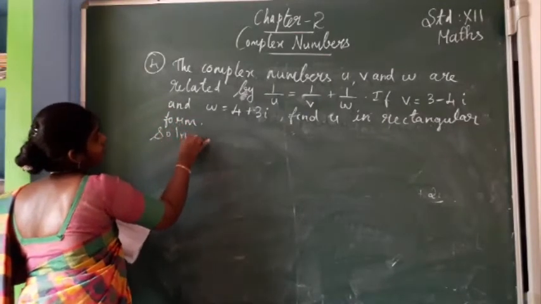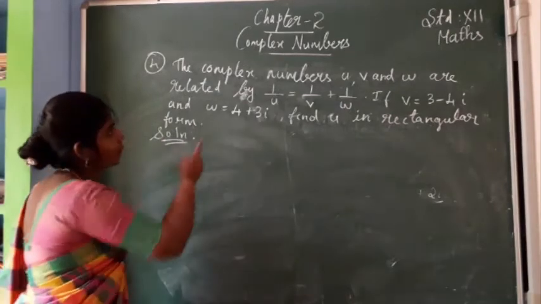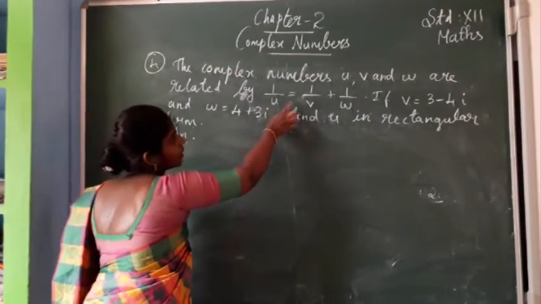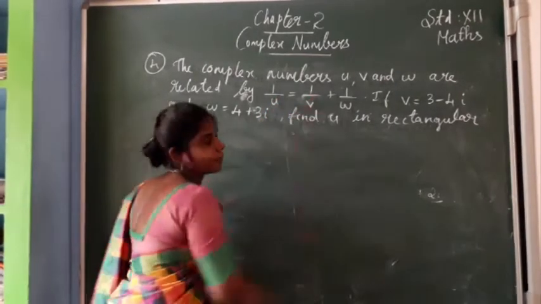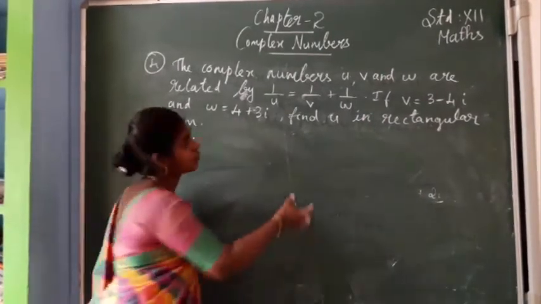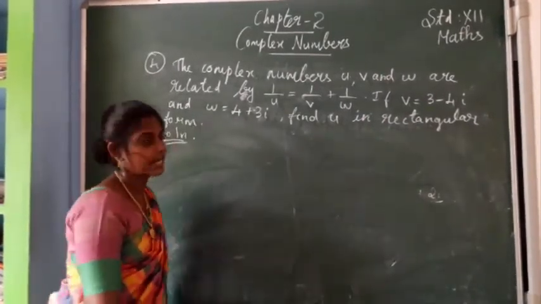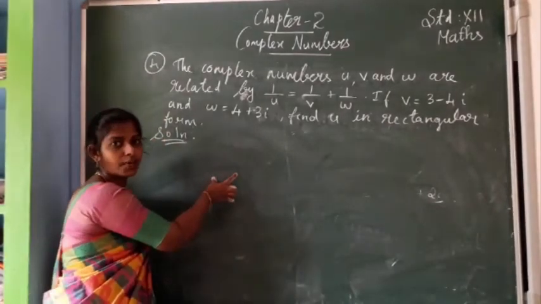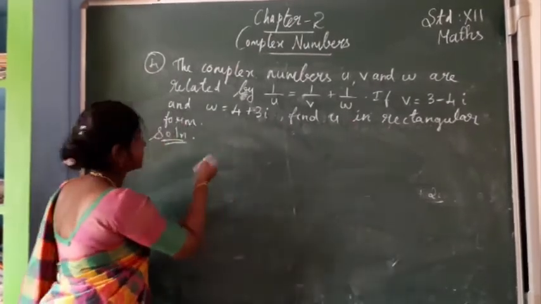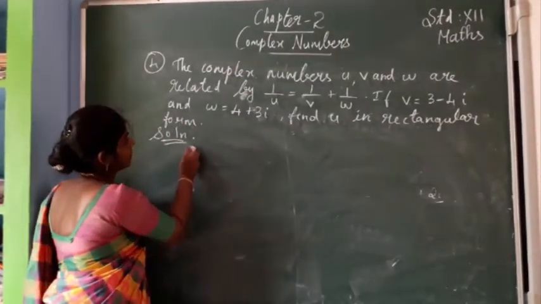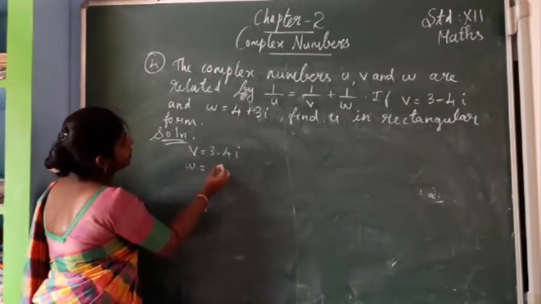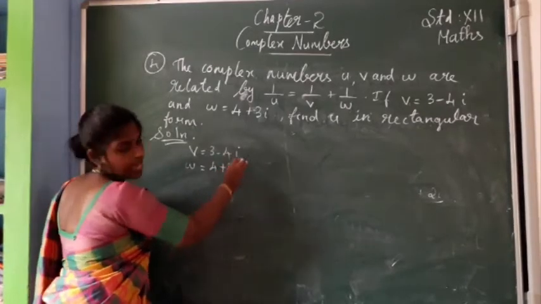Solution. So the complex numbers u, v and w are related by 1/u = 1/v + 1/w, and the v and w values are given. We have to find the u value in rectangular form. Rectangular form, you know, z = x + iy. First we write the given data. So v is equal to 3 − 4i and w equal to 4 + 3i.